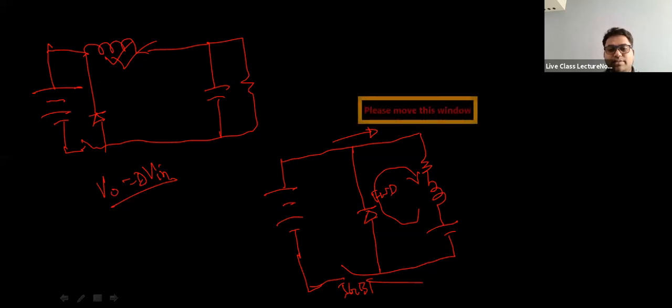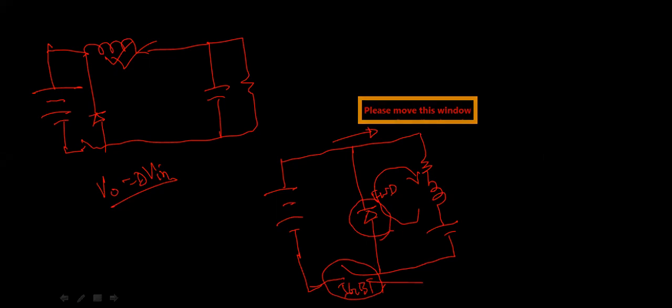So to implement this, what is the only thing required? You need only a single IGBT and a single freewheeling diode. Is it not great that you can control the speed with only one IGBT and one freewheeling diode, right? So it feels very nice.